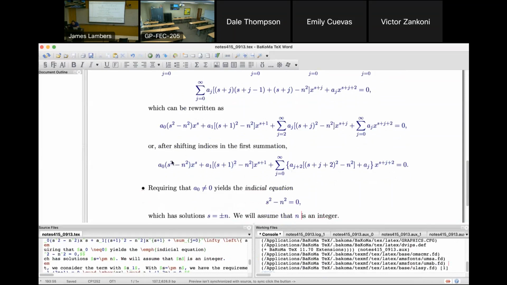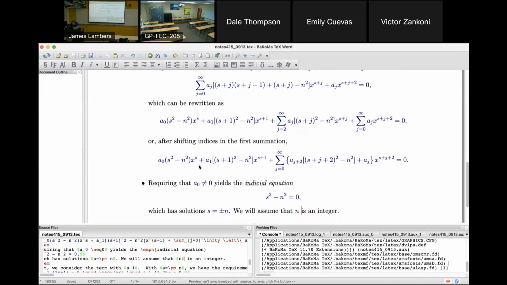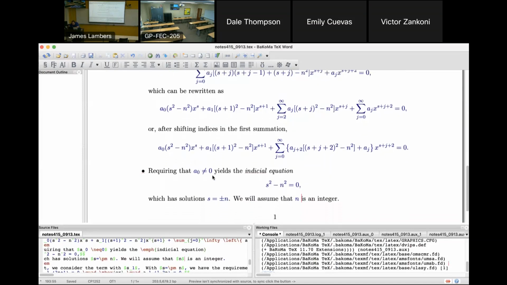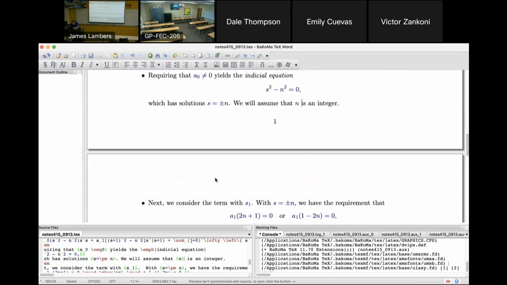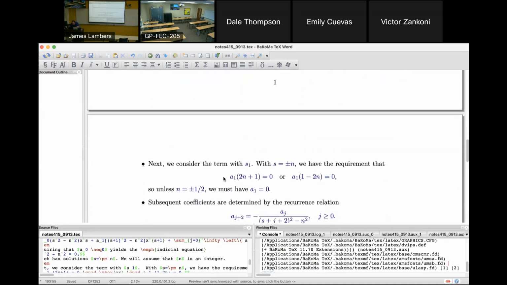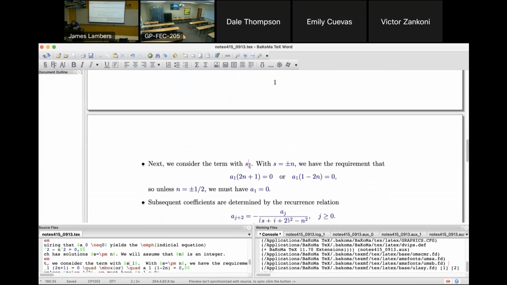So now our lowest power of x has been established. That's going to be either plus or minus n. Now let's look at the term involving a1. It should be a1.